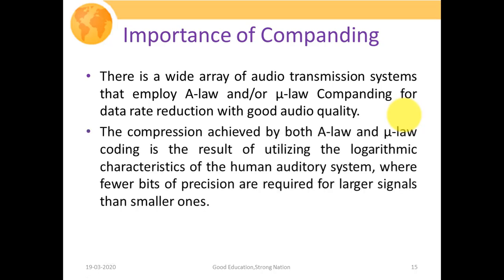The compression achieved by both the A-law and the mu-law coding is the result of utilizing the logarithmic characteristics, as we had already discussed while discussing their equations, that is how we compress our signals. They are used for the human auditory system, for compressing human speech signals, where fewer bits of precision are required for larger signals than for smaller ones. So they are basically performing both tasks. They are improving the signal to noise ratio for lower amplitude values of our signal, and side by side they are also using a lesser number of bits to pass our information signal.